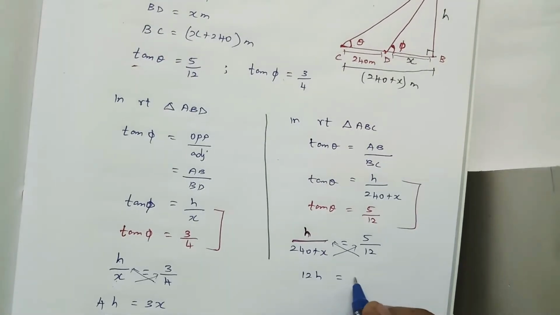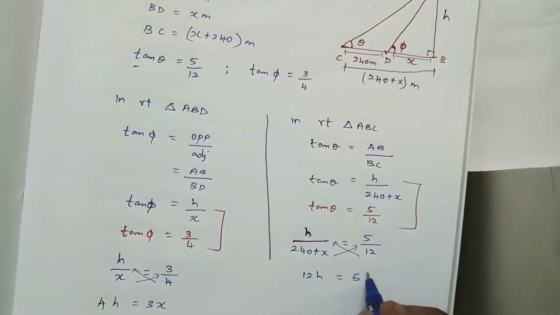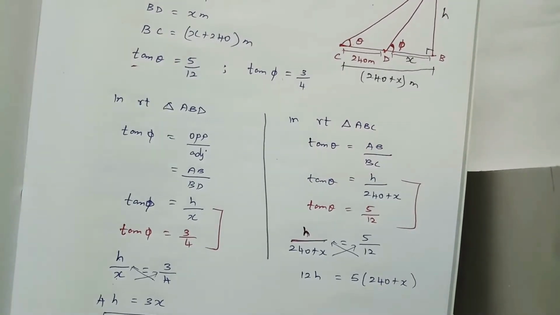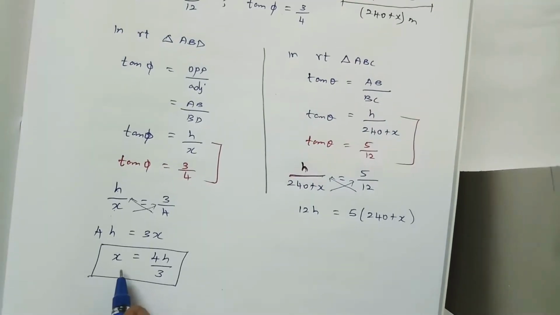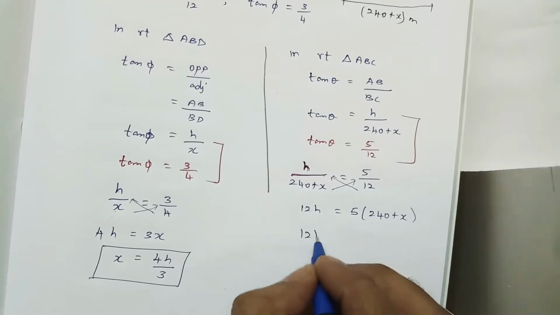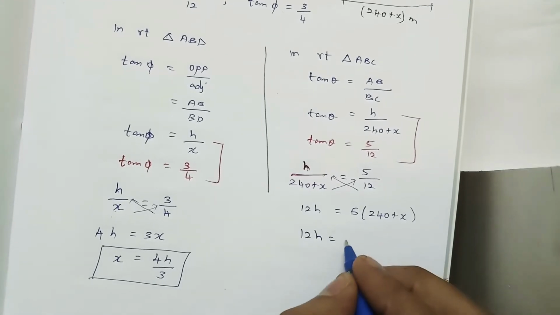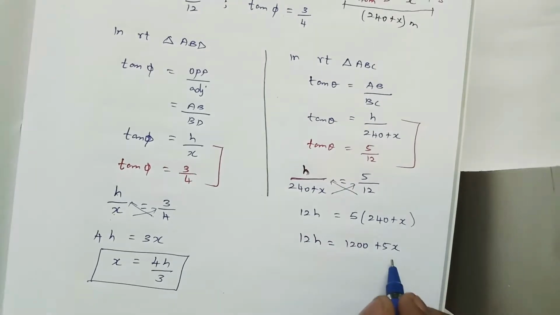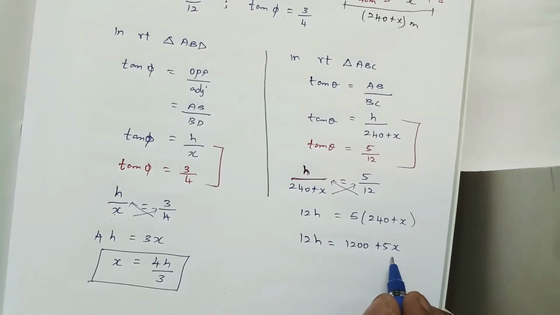12h is equal to 5 into 240 plus x. First multiply. After that we know the value of x, then we can substitute, right? So 12h is equal to 5 into 240, 1200, plus 5x. Now we know the value of x. Substitute the value of x.